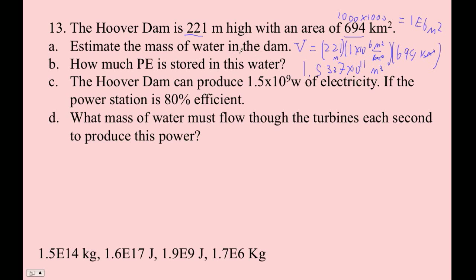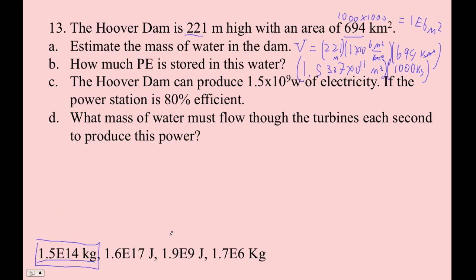Now, the mass of water in the dam: every cubic meter is 1,000 kilograms, right? So that is why it is not 10 to the 11th kilograms. It's 3 more powers of 10, if I multiply that out. So times 1,000, and 1.5 times 10 to the 14th is what I get for the mass. It's actually 1.5337 times 10 to the 14th kilograms, that's just the mass. And then how much potential energy is stored in this water?